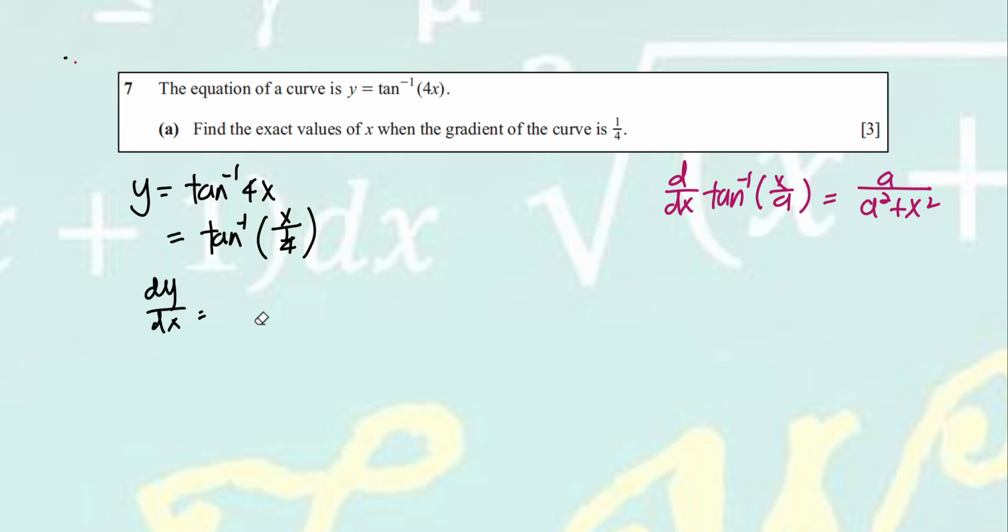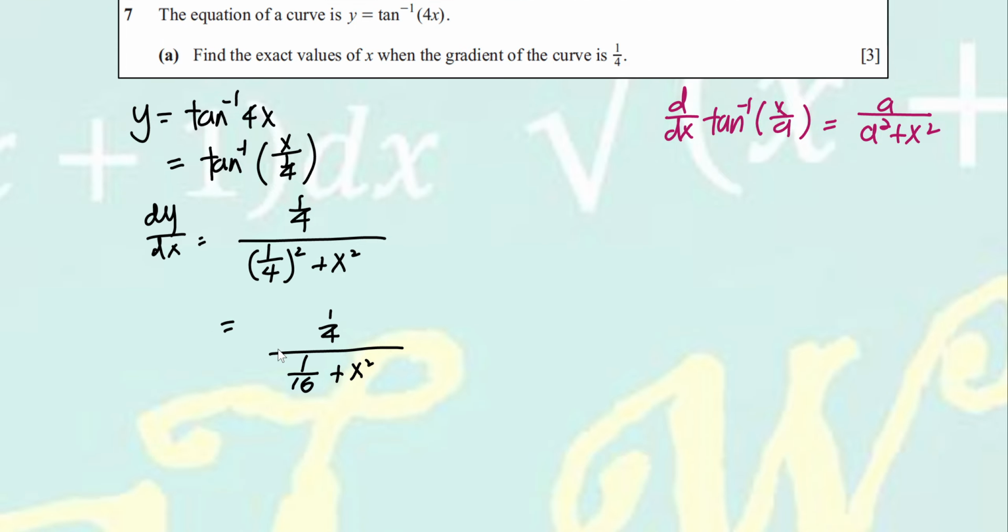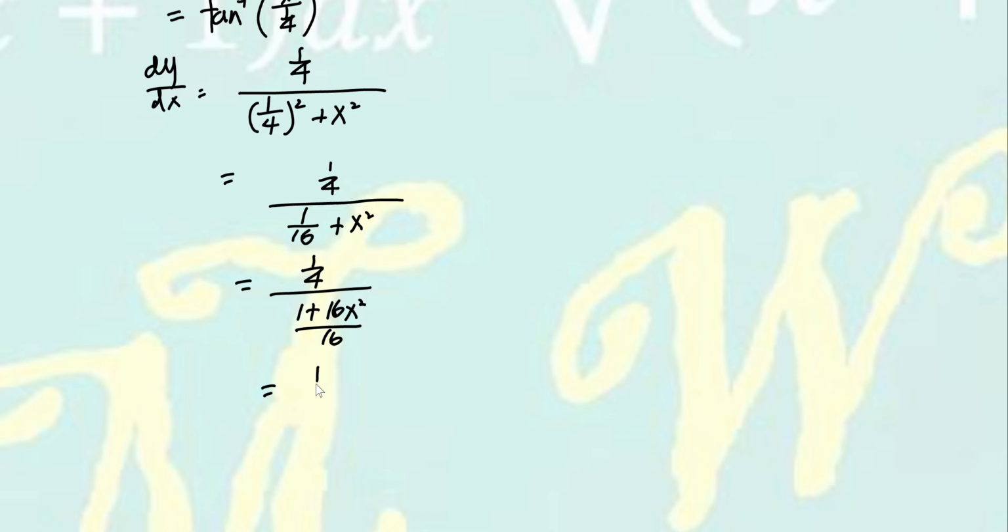dy/dx is going to be a over a squared plus x squared. So when you simplify, this is going to be 1 over 16 plus x squared. And now you get the same denominator for the denominator over here. So it will be 1 plus 16x squared, but divided by 16. So when I simplify, this is going to be 1 over 4 times 16 over 1 plus 16x squared. So this is going to be 4 over 1 plus 16x squared. Okay, this is our dy/dx.